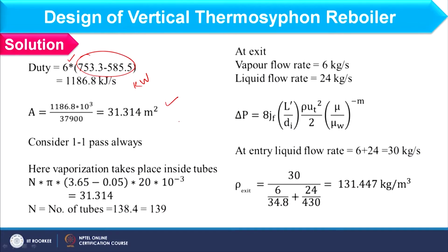Now in the vertical thermosyphon reboiler we have a different approach to find the area. Here we fix the maximum critical flux, if you remember the lectures of the 6th week. And for the vertical thermosyphon reboiler, the maximum critical flux is 37,900 watt per meter square, and the heat duty is already given to me. So we can find the heat transfer area accordingly, which comes out as 31.314 meter square. This is a simple calculation.